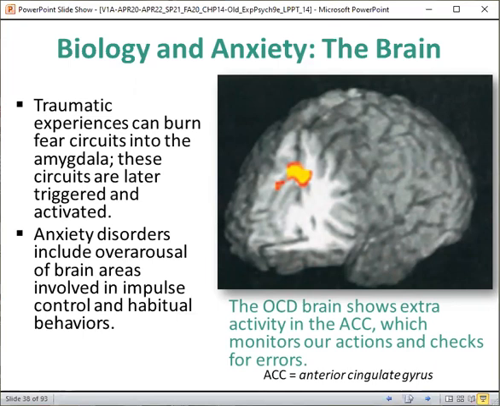And so we can see here in the OCD, the anterior cingulate gyrus is active, with extra activity here. So we can see that this OCD is sort of brain deep, that there is something literally going on in the brain that is responsible for the symptomology of the particular psychological disorder.